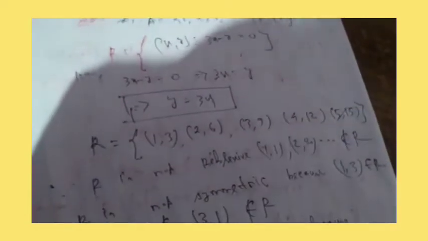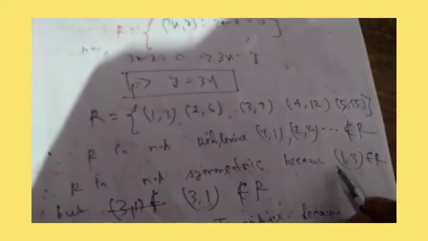Let's see, for reflexive we know that the elements should be equal, or in an ordered pair the first element and second element should be equal. So here (1, 1), (2, 2), that kind of ordered pair we haven't got in the relation, and that's why it doesn't belong to R.